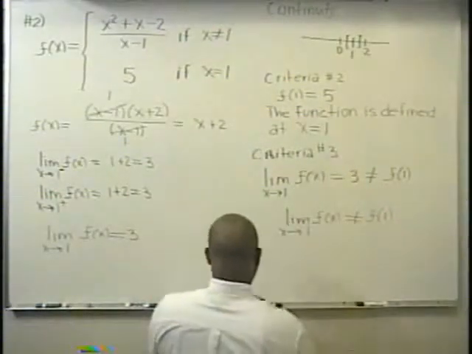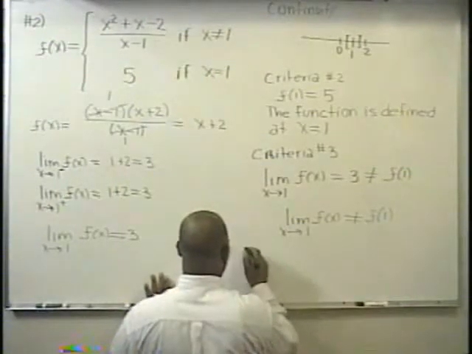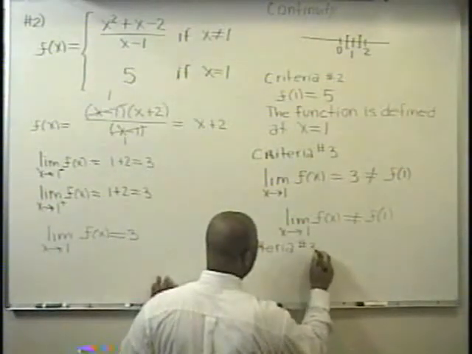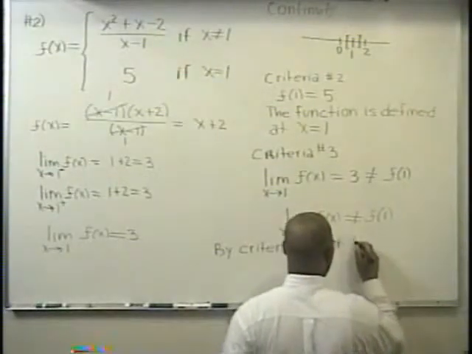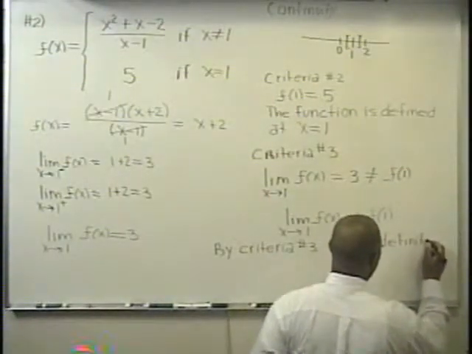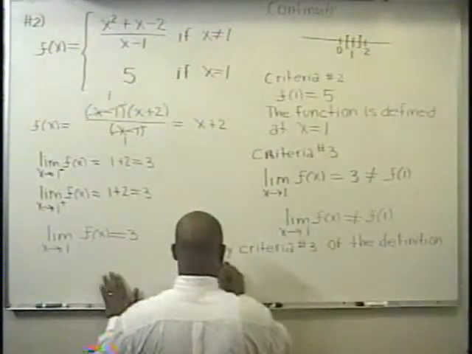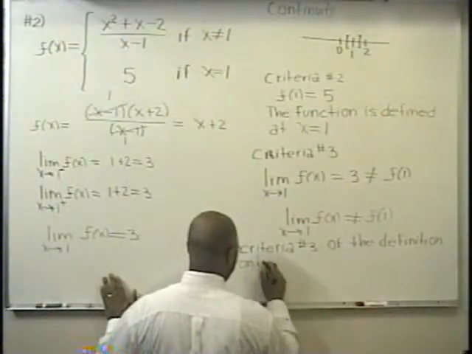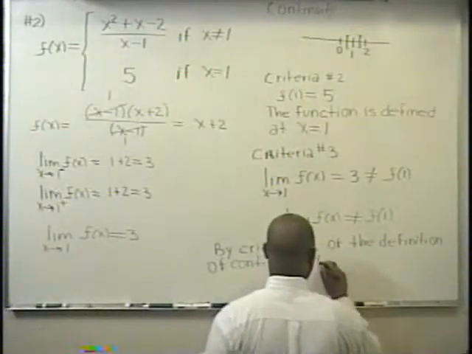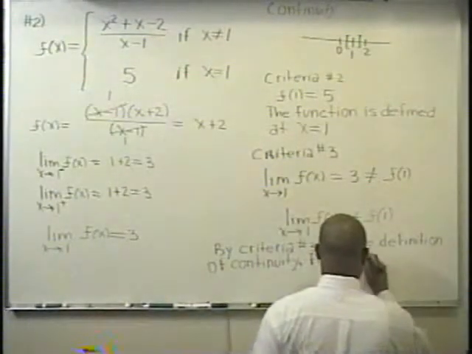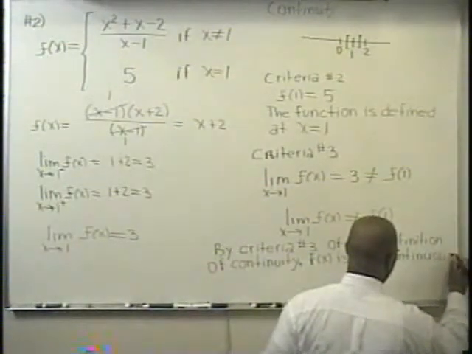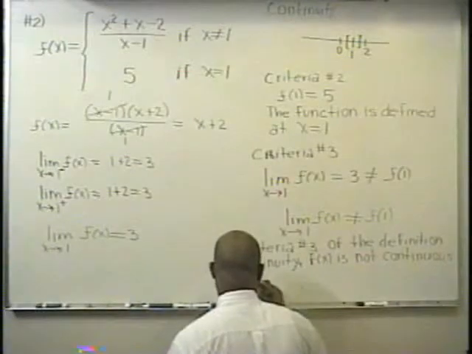So, by criteria 3 of the definition of continuity, by the definition, f of x is not continuous at x equals 1.